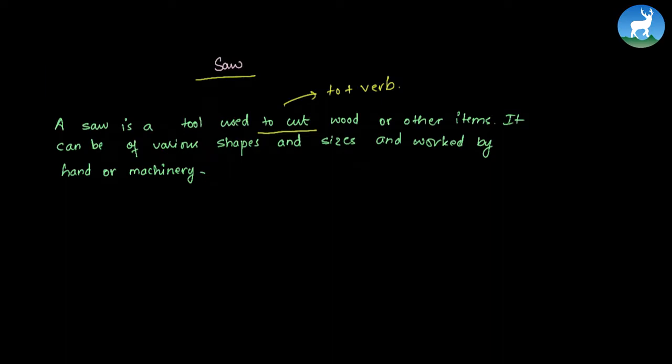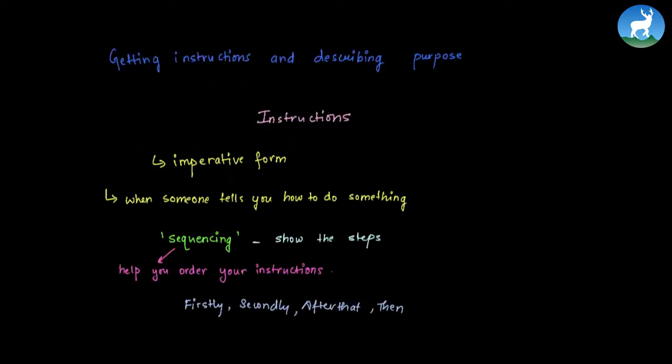We can also have another example using an infinitive, like I am looking at this video to learn. So this is an infinitive. We've come to the end of our lecture. Now let us revise. This is the 7th unit, giving instructions and describing purpose. First, we looked at what an instruction is. That's when someone tells you how to do something.